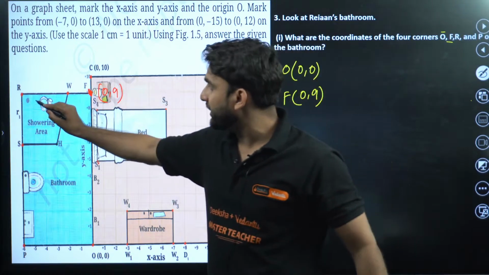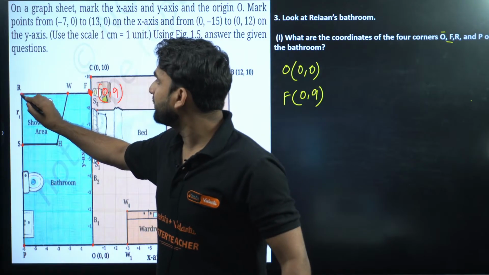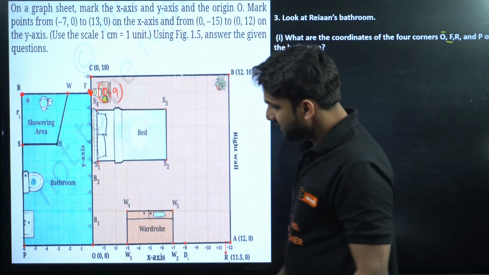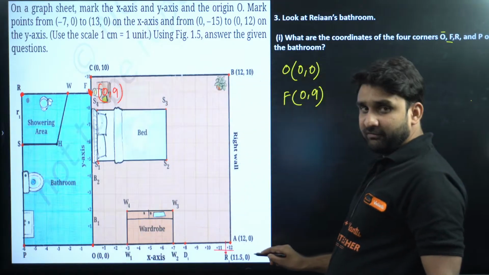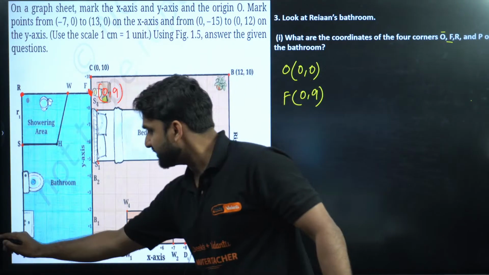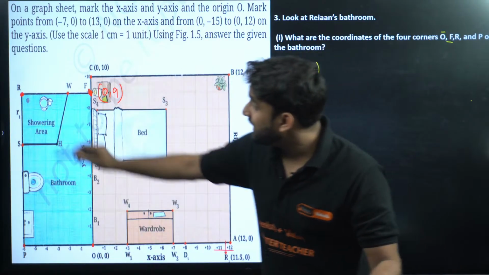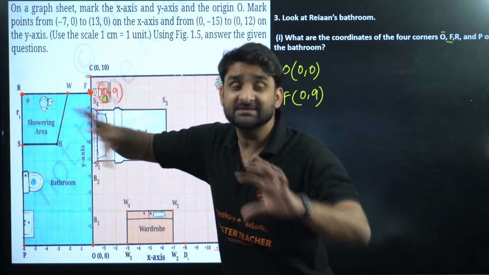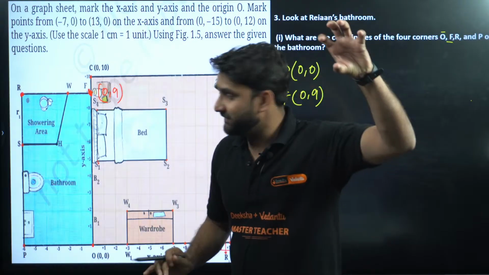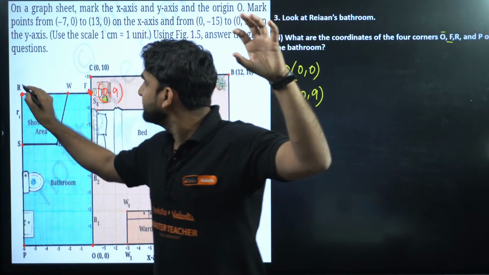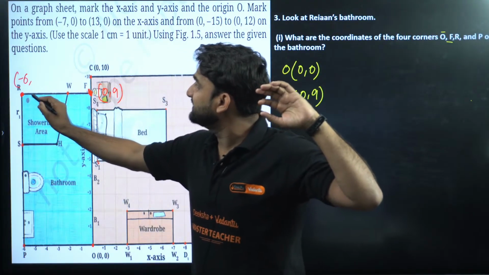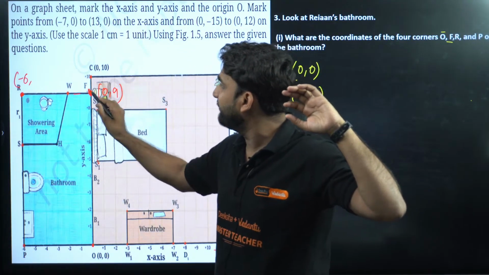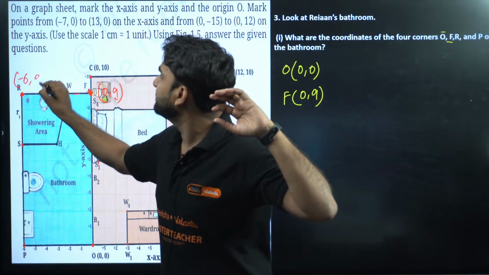This is R coordinate here. Can you see? This is R coordinate. So what will be the R coordinate? From this point all the values are positive, and from here in this direction all the values are negative. R is in the second quadrant, on the negative side. So the x coordinate is -6, and what will be the y coordinate? R is exactly in the same line as F, so F is 9, so -6, 9.